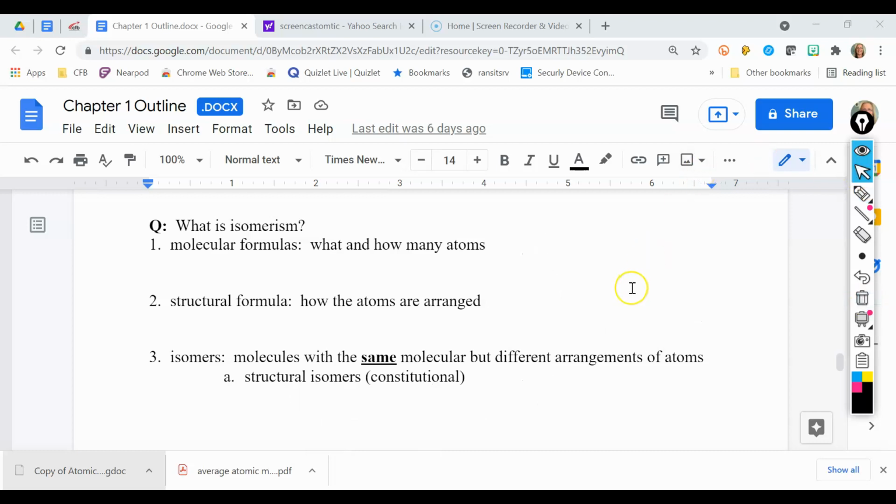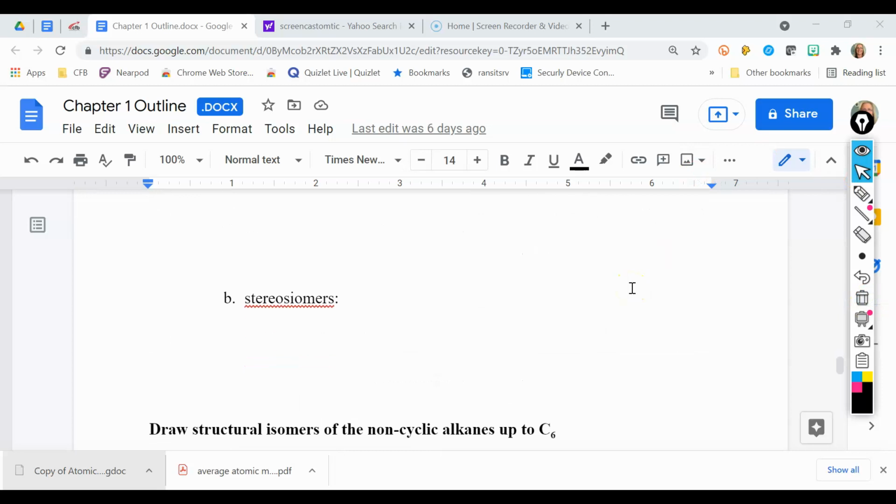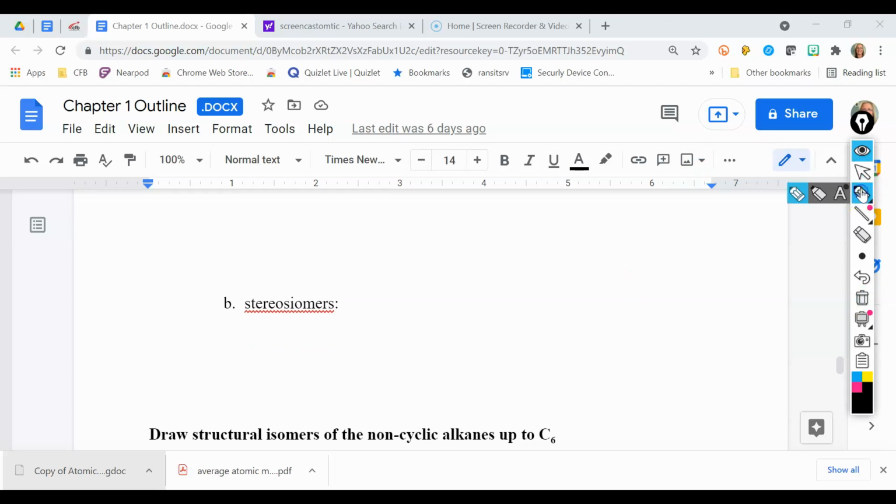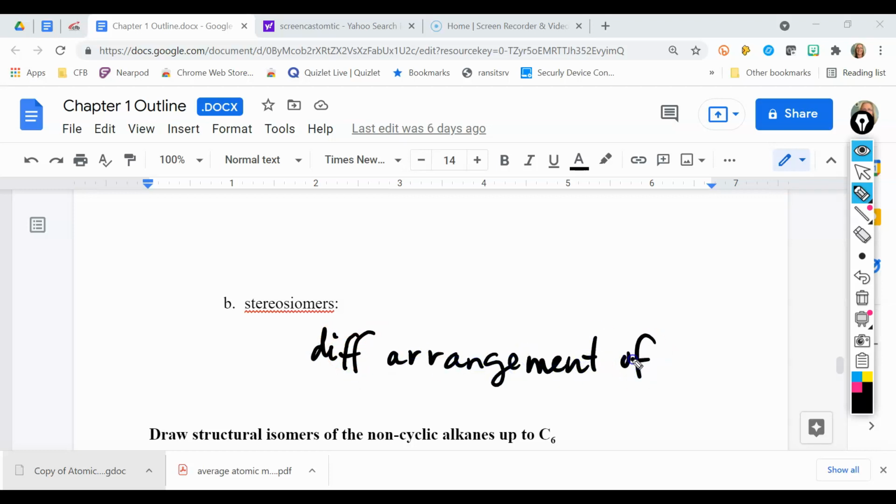Okay, so we can go on to other kinds of isomers called stereoisomers, and we're going to set that aside for the time being, other than you need to know that it's a different arrangement of elements around the carbons. So that's going to be a stereoisomer. A lot more of that will be coming next time.